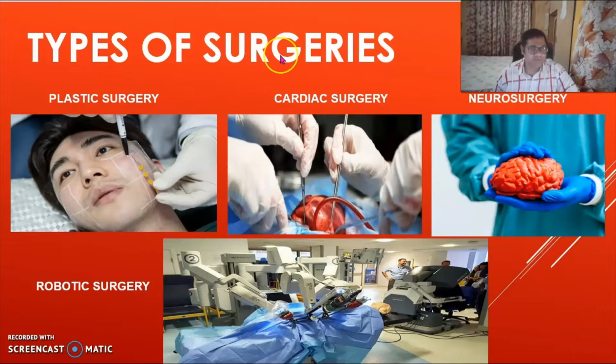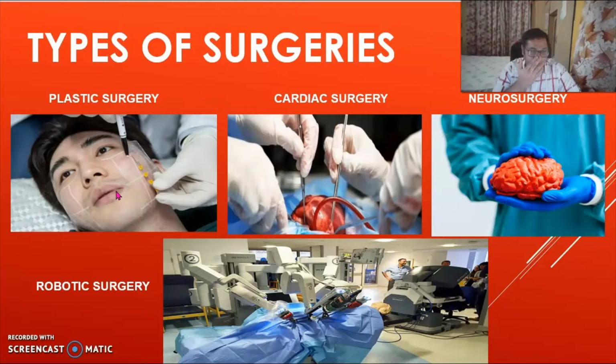Next we come to types of surgeries. There are 4 types of surgeries we will see in this lesson. First one is plastic surgery. Here you can see the picture of this man being operated on his face. What is plastic surgery? Do you know, children? Plastic surgery is where doctors operate on the face to make the face look even better.